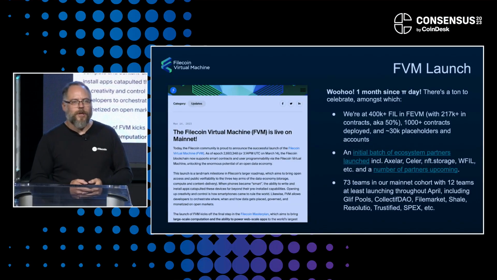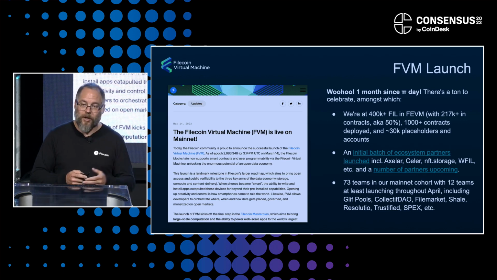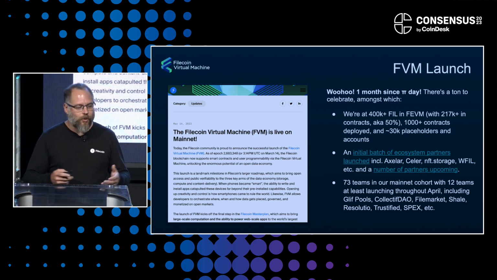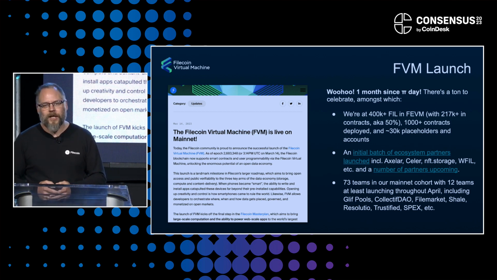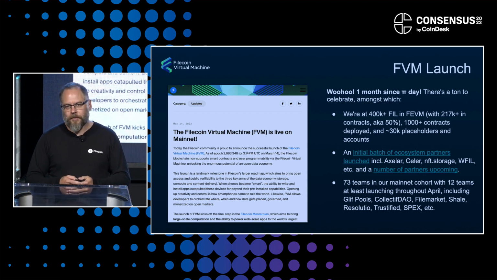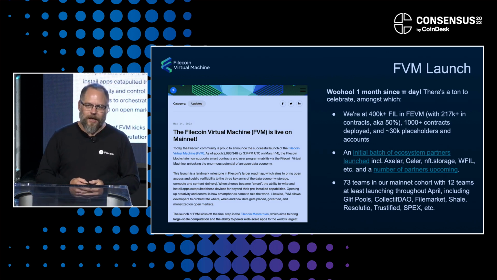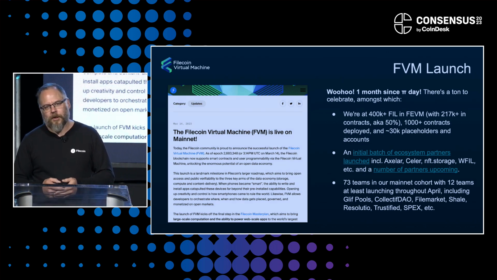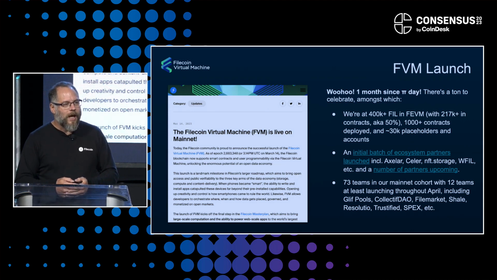FVM was launched just over a month ago. We're at about 400,000. Actually, that number has gone up, I think, even more since I wrote this slide. And we've got a number of accounts already on the network. We've got an initial batch of ecosystem partners that are building, some of which are actually here at Consensus, that are building on the network. And we've got a number of projects that have launched on the mainnet as well. So bridges, things like Sealer, Axelar, oracles like Teller, for example. And we've got things like staking pools coming up as well.